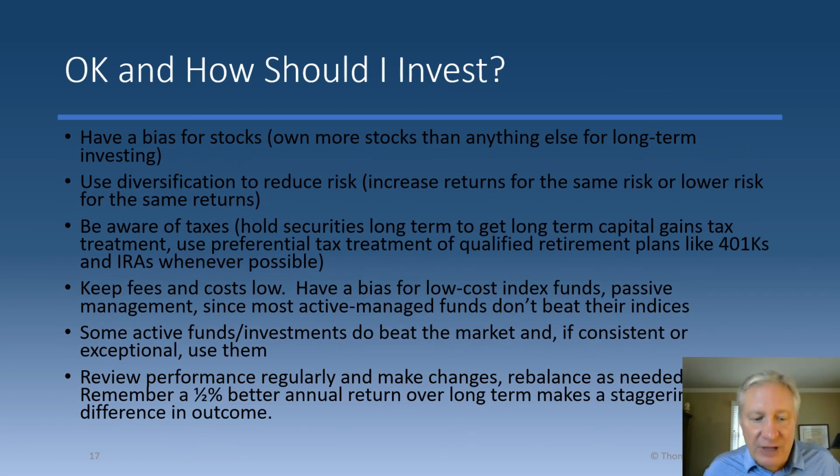Have a bias for stocks. Own more stocks than most things when you have a long time. Use diversification to reduce risk. Be aware of taxes. Keep your taxes low where you can. Keep your fees and your costs low.